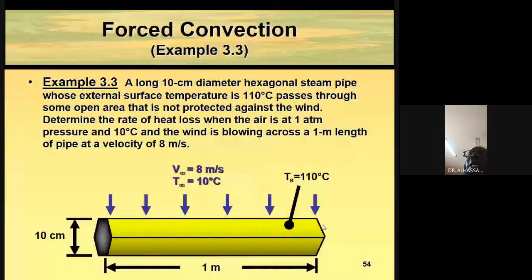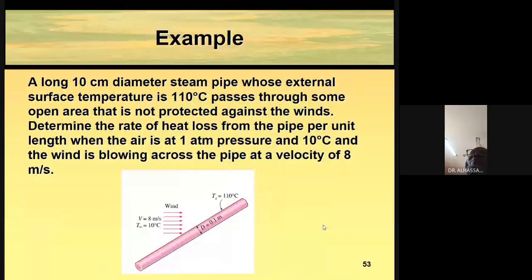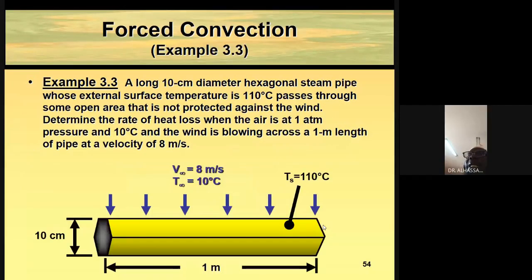Okay, so we will come back to this particular question at the end of the slide. Let us consider this question first. Here we are told that a long hexagonal steam pipe, so steam, let's say, is flowing into this particular pipe, whose external surface temperature is given as 110 degrees Celsius, passes through some open area that is not protected against the wind.